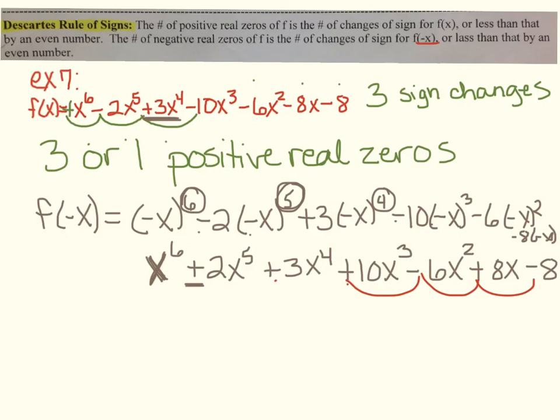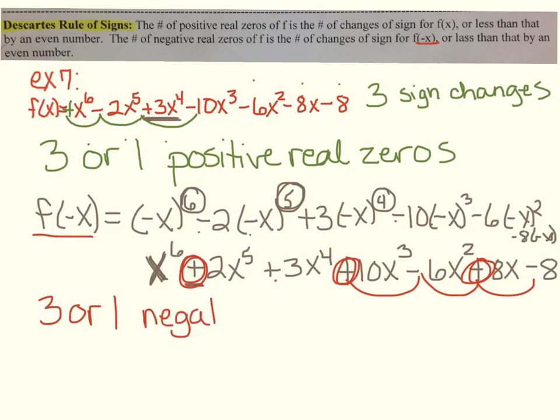Really, when you're doing this, it looks so complicated, but all you have to think about is keep the same signs on all of your even powers and switch them from what they were on all your odd powers, okay? So now we've got 3, and then less than that by multiples of 2 means 3 minus 2 is 1. So 3 or 1 negative real zeros.